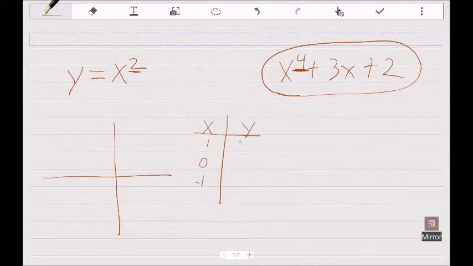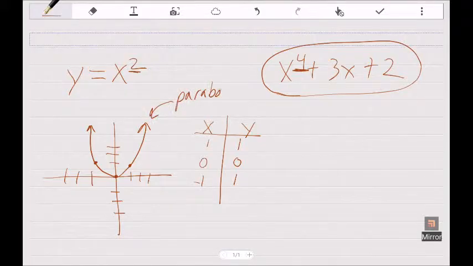What is 1 squared? 1. 0 squared? 0. Negative 1 squared? Also 1. So if I was to graph this, I would go over 1, up 1, 0, 0, which is the origin, and left 1, up 1. Now, if you'll excuse my extreme lack of drawing skills, you can see that this makes a U shape. This is called a parabola, spelled like this. My terrible handwriting, but I promise it's spelled right.